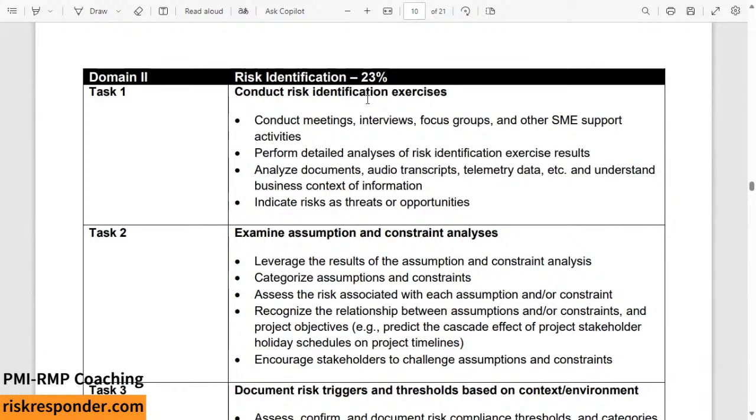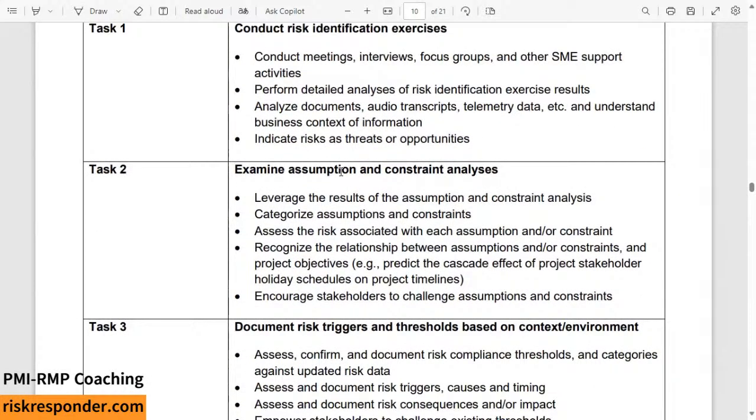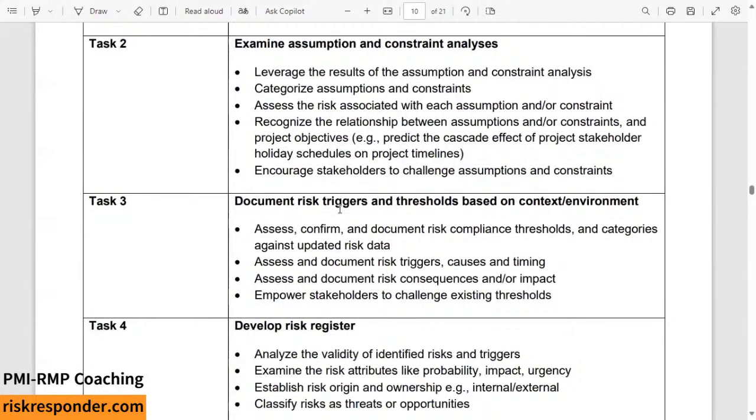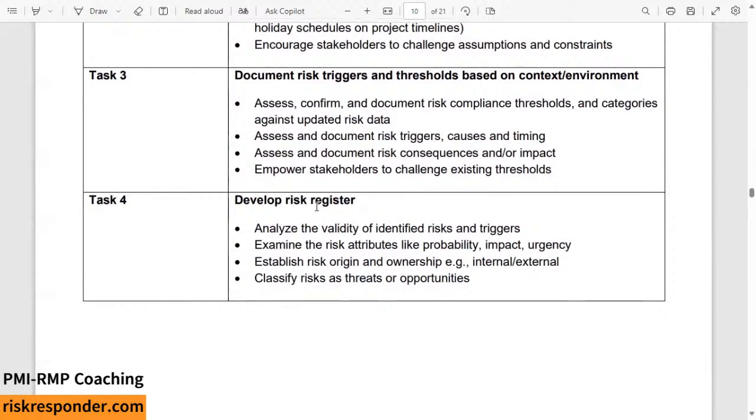So you conduct a risk identification exercise, of course, with subject matter experts, interviews, focus groups, and other vehicles. But the bottom line is you're trying to identify those risks. You've got to examine assumptions and constraints, because you could have risks inherent in them. You also want to document risk triggers and thresholds based on the context and the environment. A trigger is a warning sign that a risk is about to occur or has occurred.